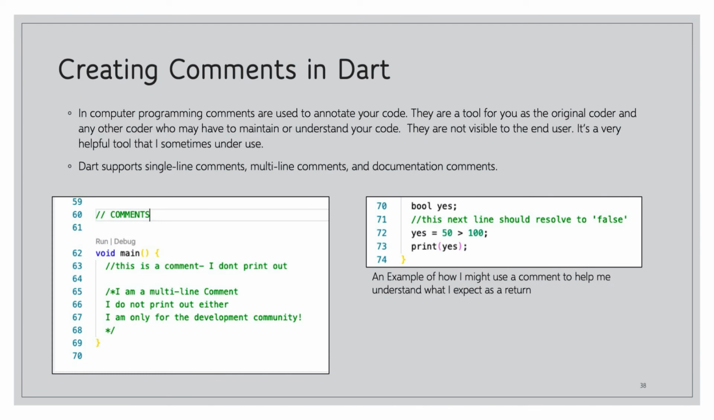And what if you want to insert in your code something just for your benefit or the benefit of other coders that might have to pick up your code, without letting it be known to the users of your code? Enter comments. In computer programming, comments are used to annotate your code. They are a tool for you as the original coder and any other coder who may have to maintain or understand your code. They're not visible to the end user.